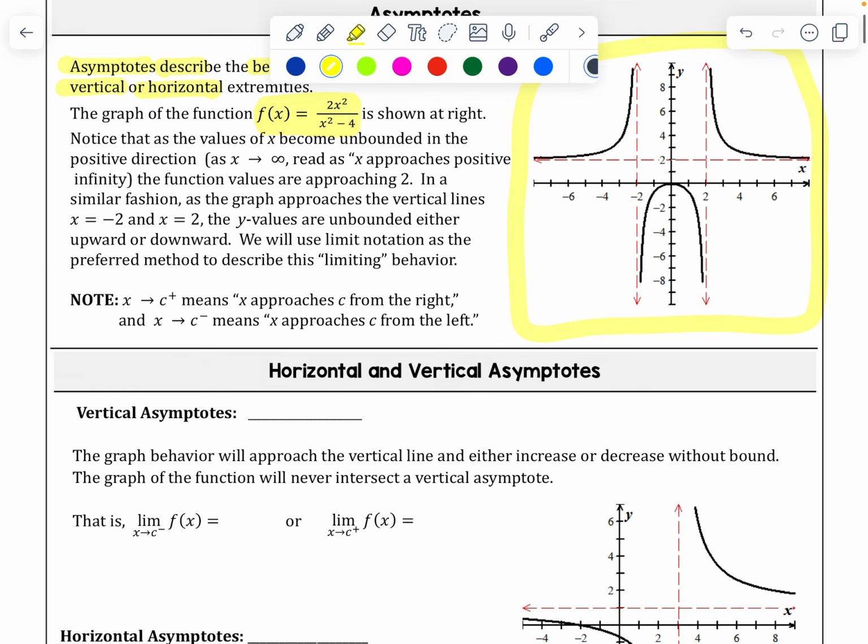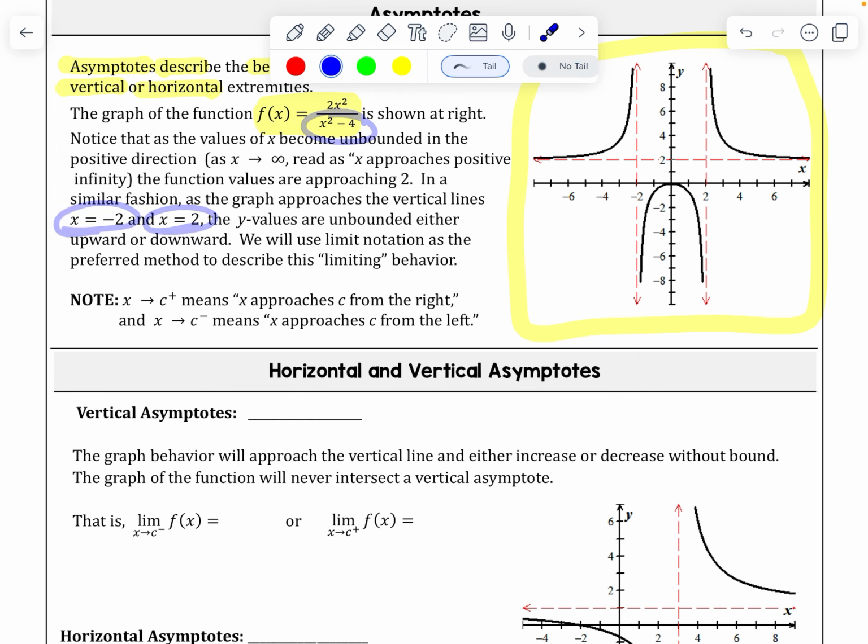Okay, we're going to notice as those values become unbounded, meaning as x approaches 0. So remember, as x approaches 0, that's going here. So f of x is doing what? It's approaching positive infinity, okay? Well, positive infinity along this value of y equals 2. So along this dotted line, we can see this graph is getting closer and closer to that y equals 2 value, okay? As well as vertical lines where x equals 2 and negative 2.